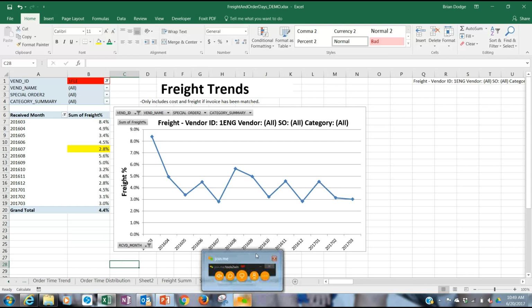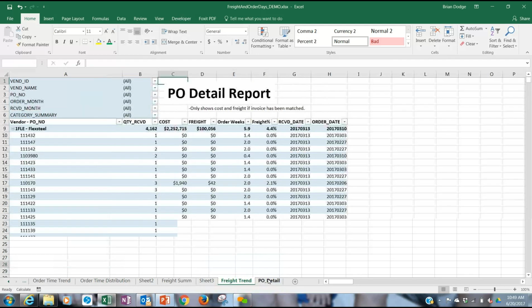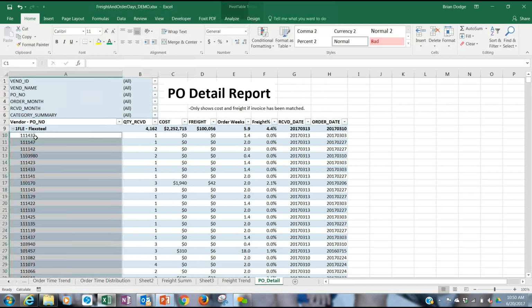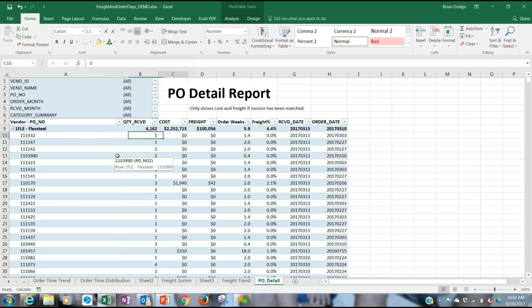And then the final tab on the far right here is the PO detail. What it's going to do is give you the total by vendor. So it's going to start with Flex Steel. It's going to give you each individual PO. So there's your PO number. It's going to give you the total quantities in that PO, the cost and freight, the order weeks, the freight percentage, the receive date and order date.